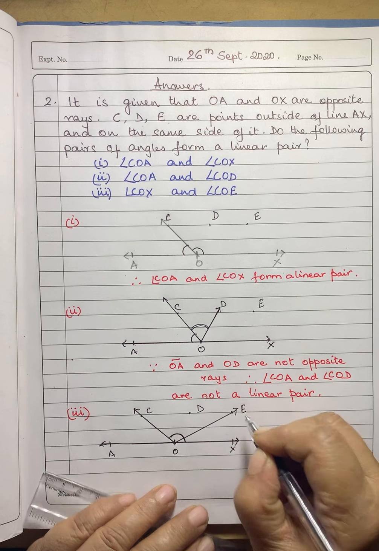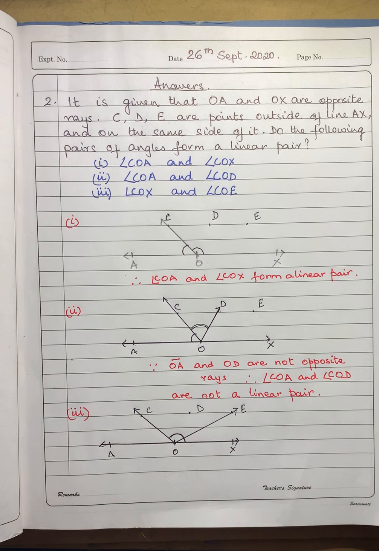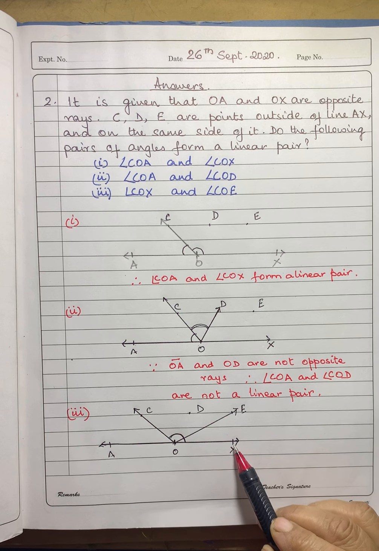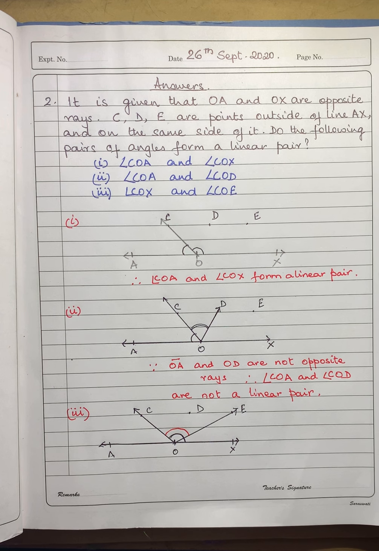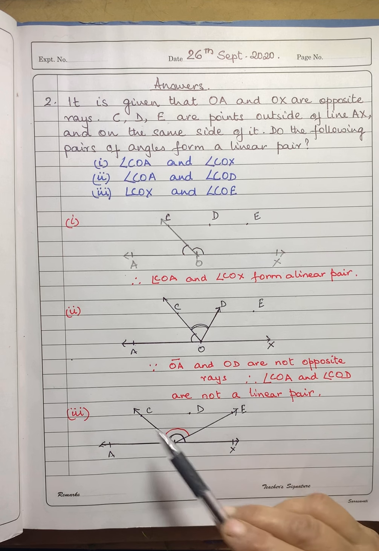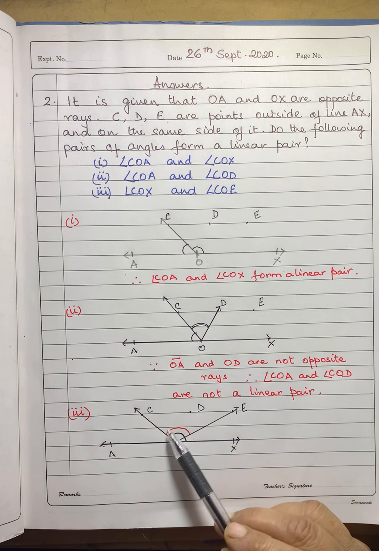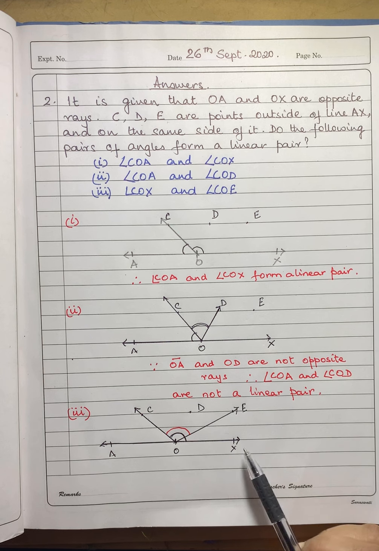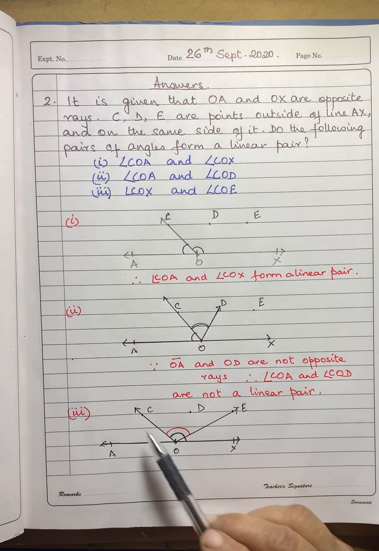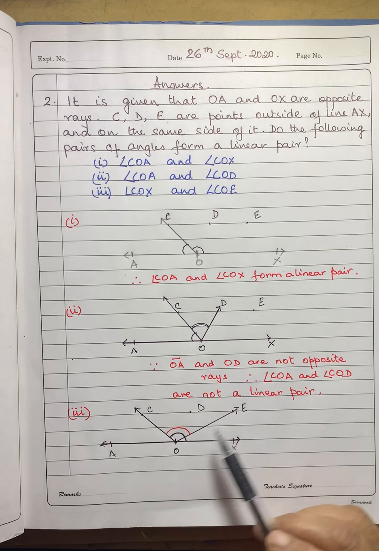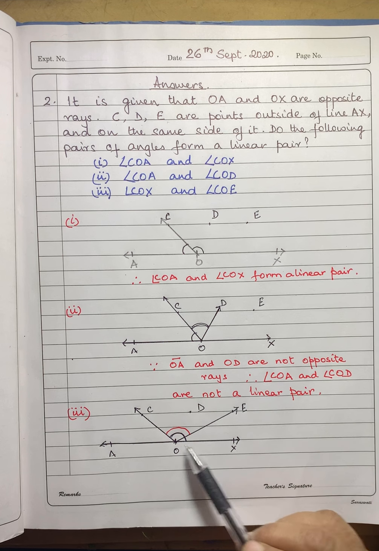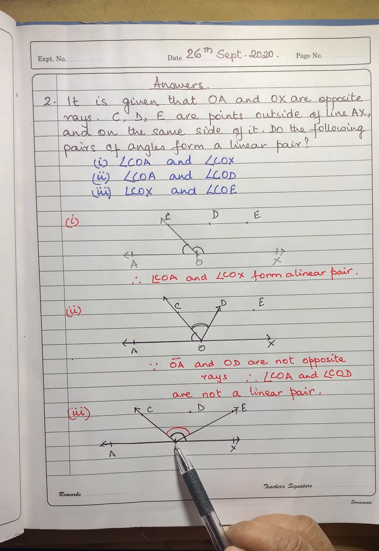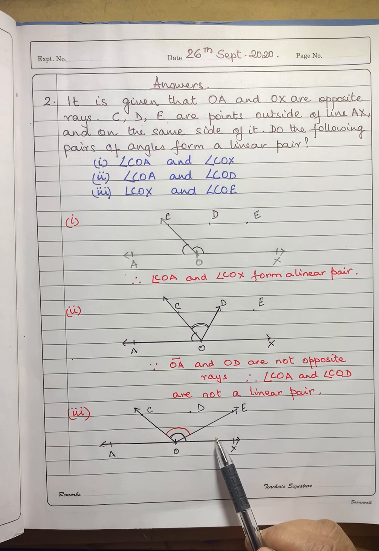Okay. Now the given angles here: one angle is COX and the other angle is COE. Look at these two angles. You will see that angle COE is inside angle COX. The common arm is CO and the uncommon arms are OE and OX. Now OE and OX are on the same side of the common arm, so they are not adjacent angles.